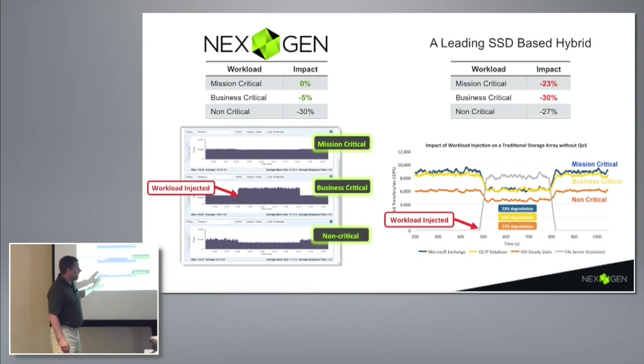We ran this exact same test on a leading SSD-based hybrid array. Same exact workload. We had to pull it back. It's not to the same level because the PCIe affords us a lot more headroom and performance. But we ran the 3 workloads on it. We kicked another one off. You see that gray line, and then you see the degradation on the other workloads. That's contention in that system. And you see a 23% impact on mission critical, 30% impact on the business critical, and a 27% impact on the non-critical workload.